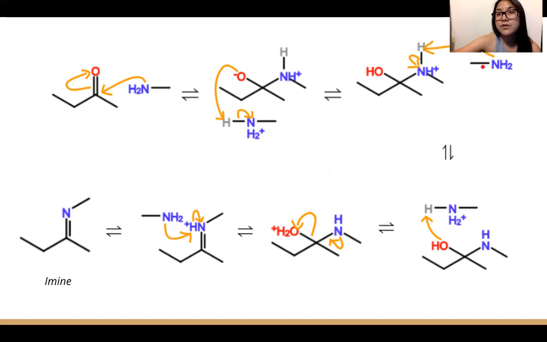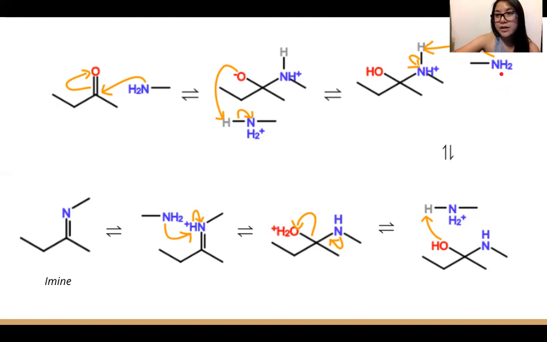Okay, so now what we're going to have is another primary amine is going to come and use its lone pairs and deprotonate this hydrogen and push the electrons onto here to get rid of this positive charge that's on the nitrogen. So now you have a neutral nitrogen right here.